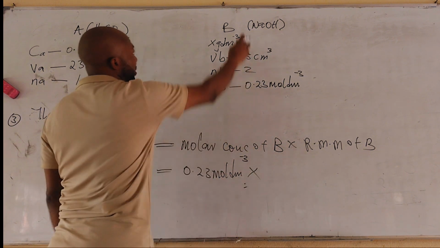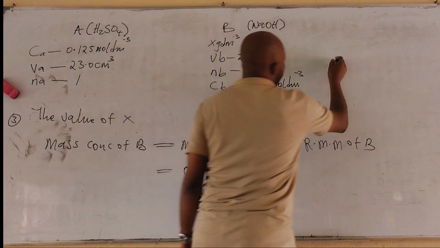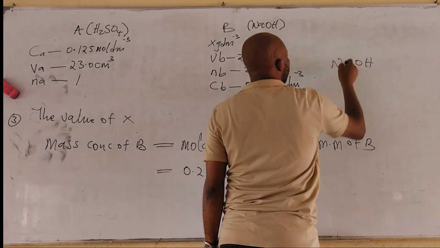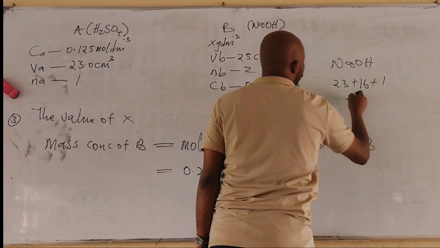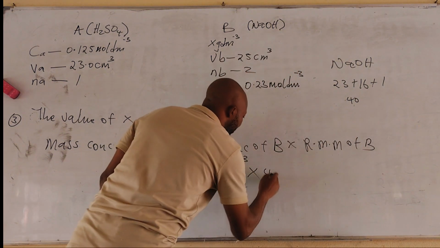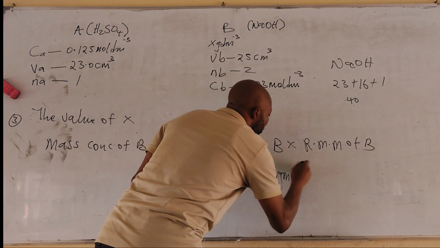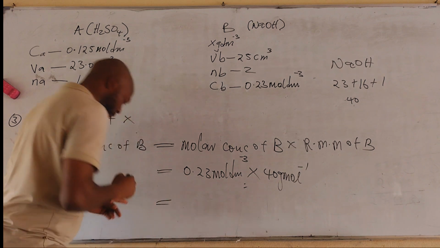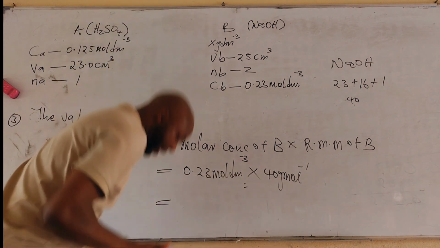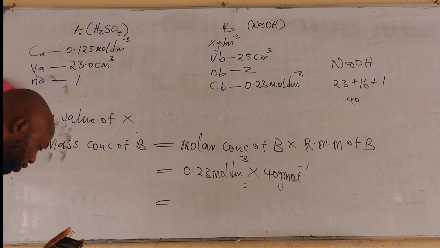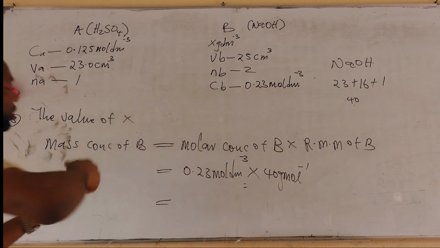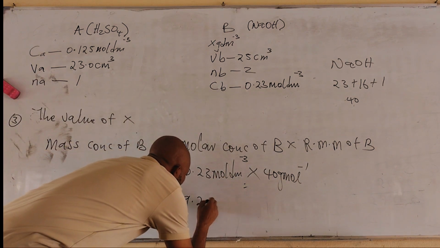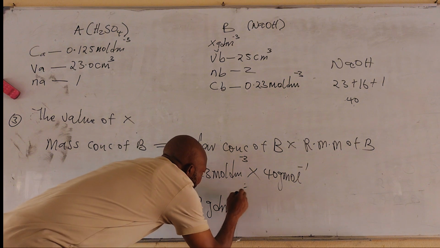times the relative molecular mass of this, sodium hydroxide, which is 40. This is 23 plus oxygen is 16 plus hydrogen is 1. That is 40. So now I have my 40 g per mole. And this is equal to, when I have multiplied my 0.23 times 40, it will give me 9.2. So 9.2 g per dm cube.